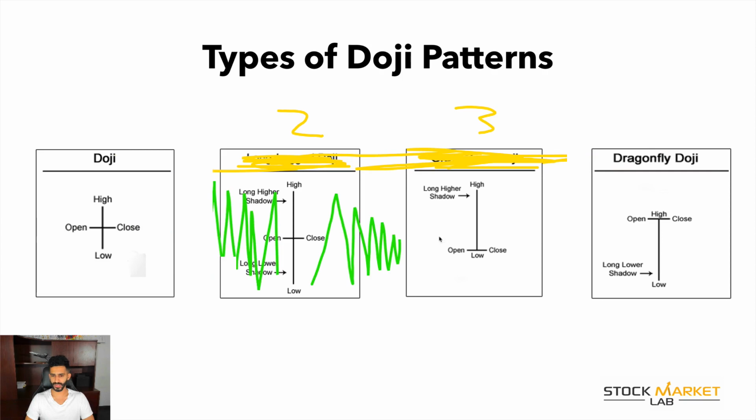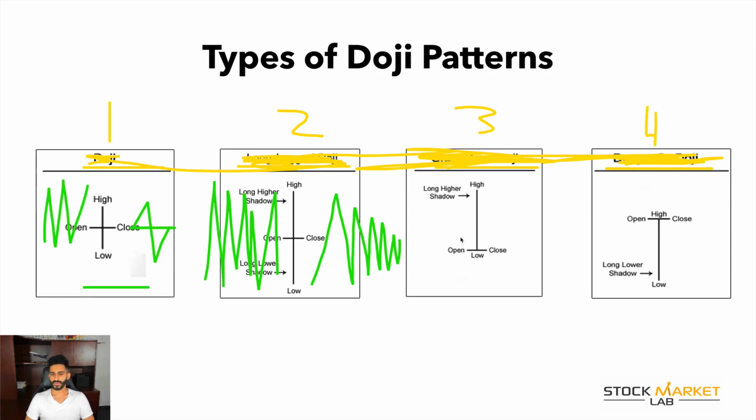Now, let's go to number 3. What happened in number 3? Who is more in control? What is the story behind number 3? Now, the story behind number 3 is a little bit different. If you look at number 3 and you understand price action, this is what happened.